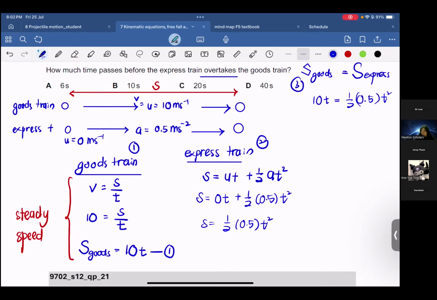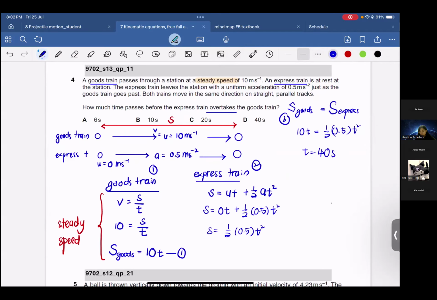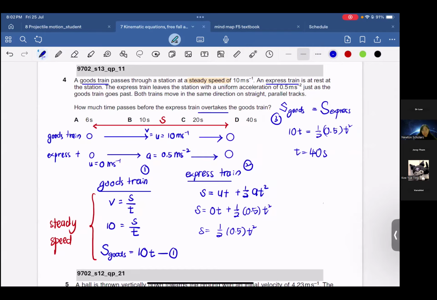So here, this one is mathematics. You solve it and at the end you get the answer t equals 40 seconds. For these questions, you have to draw it out and then find the keyword steady speed. So we use the formula V equals S over T. Then for the other one, you label it out and you only know U, A, T, S. So we use the formula S equals UT plus 1 over 2 AT squared. After that, you find these two equations.